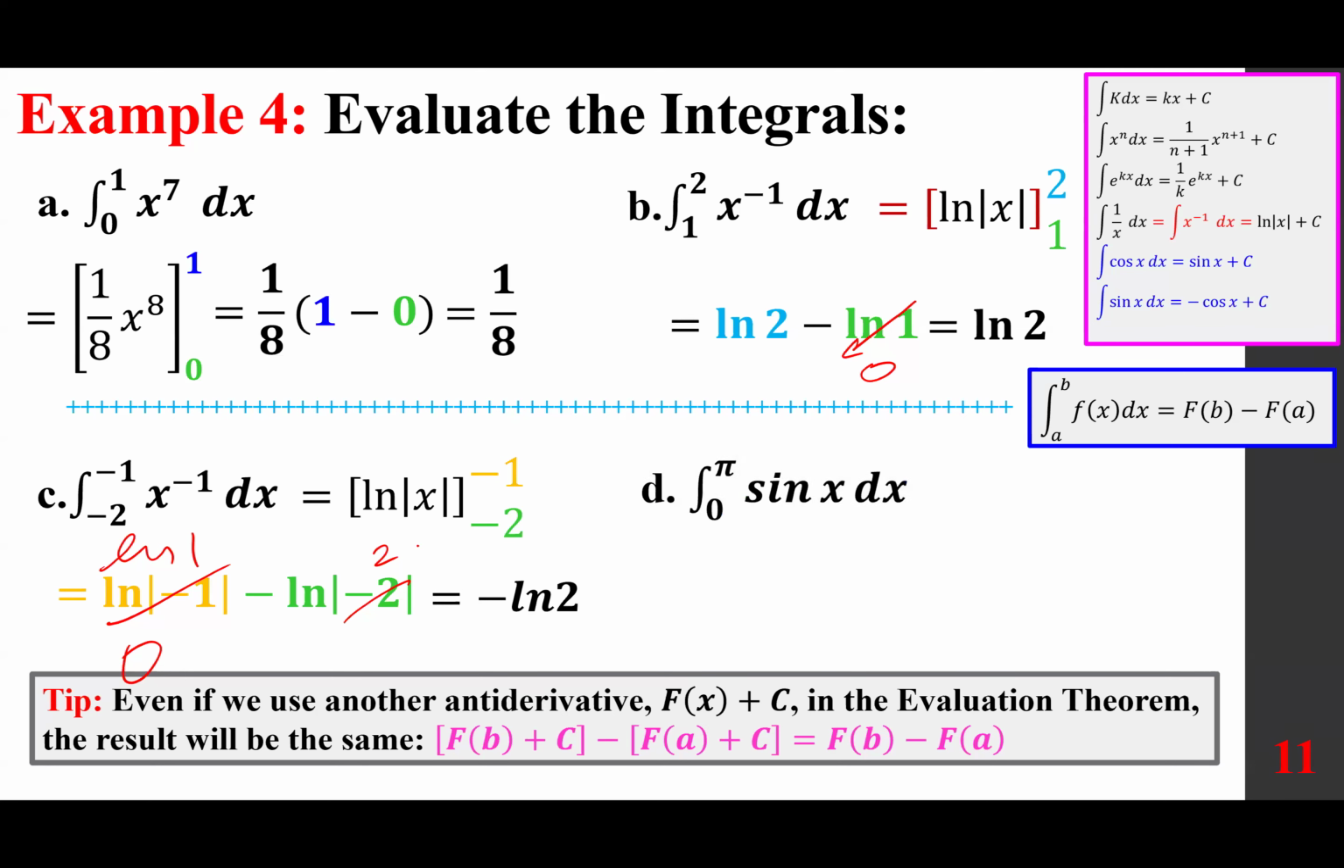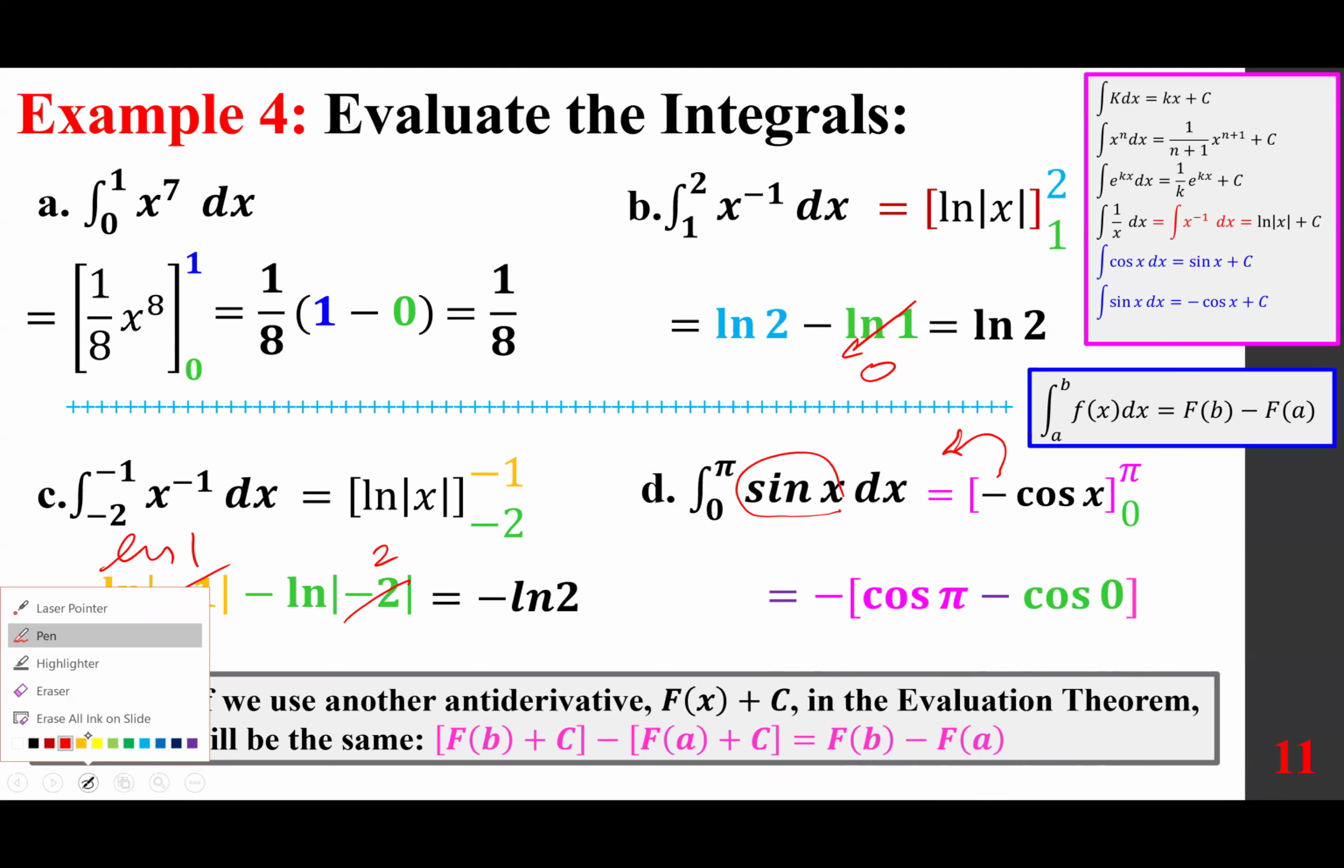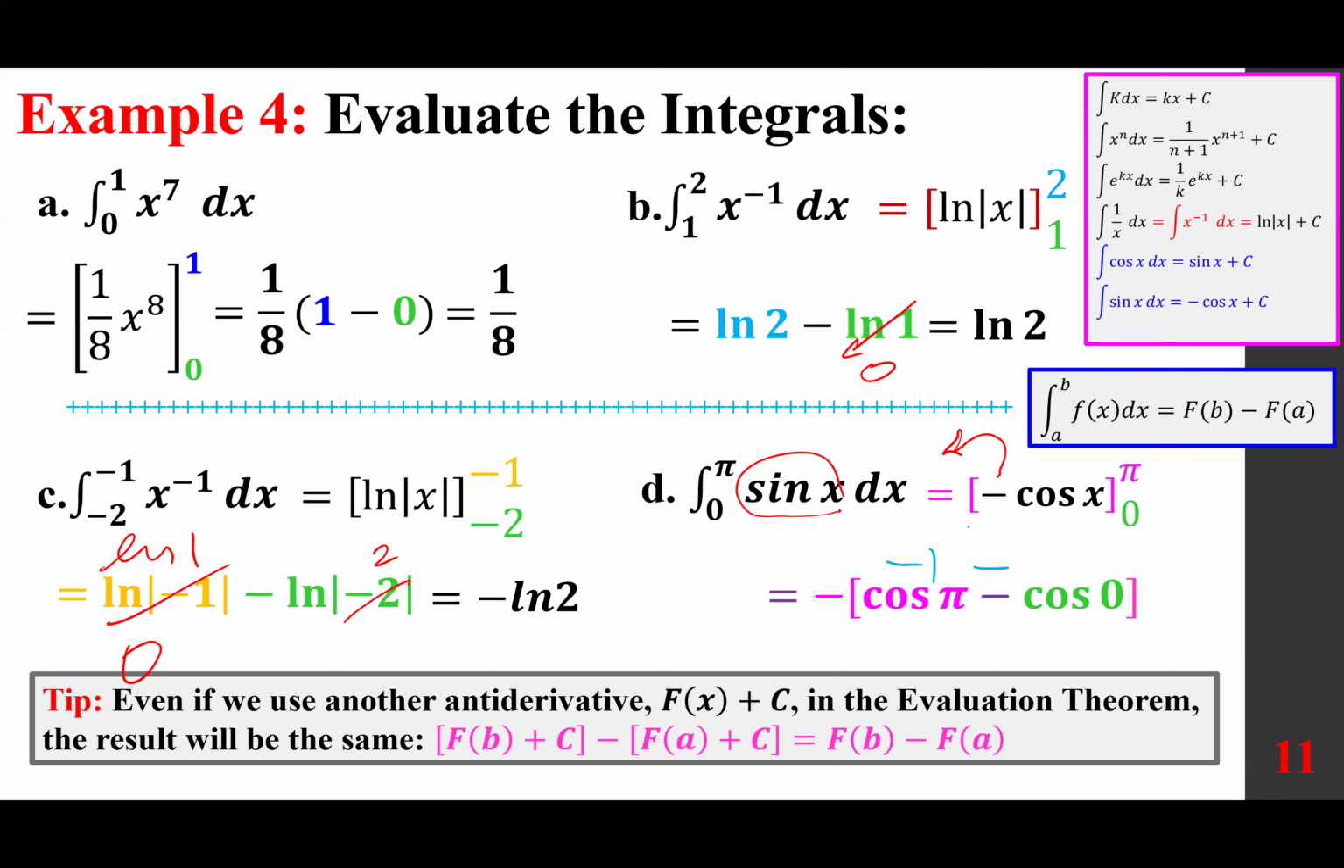The integral of 0 to pi of sine x dx, and we know that sine gives us negative cosine. And again, we don't need a constant because it makes no difference. Now we want to put pi first and then 0. I'm going to keep the negative sign out. It makes it easier for calculation. So cosine of pi minus cosine of 0. Cosine of pi is negative 1, minus cosine of 0 is positive 1. So they add up to negative 2. The negative outside makes it positive 2.